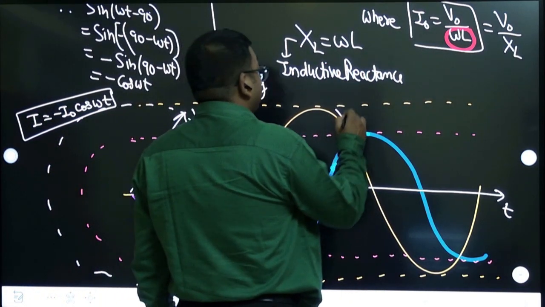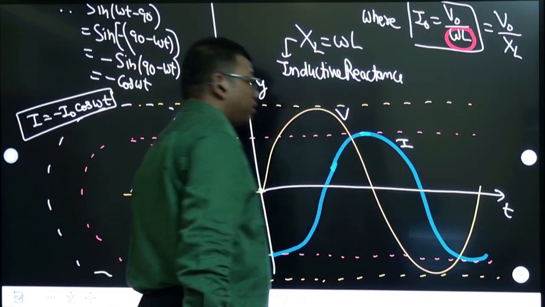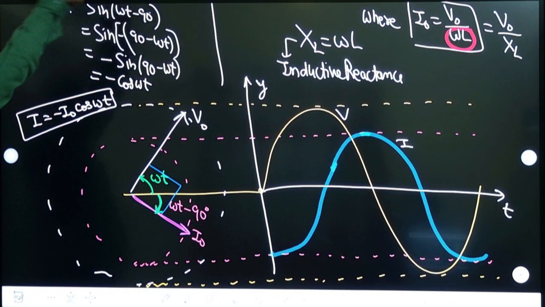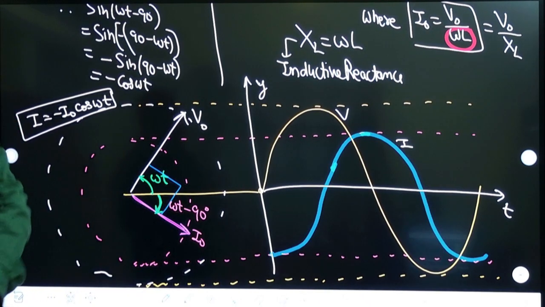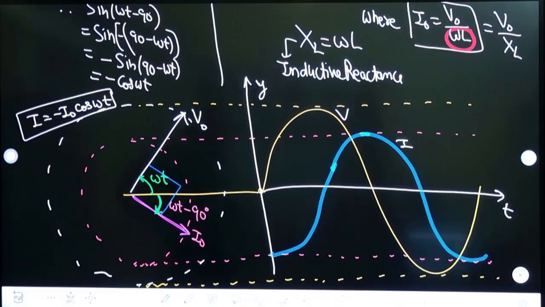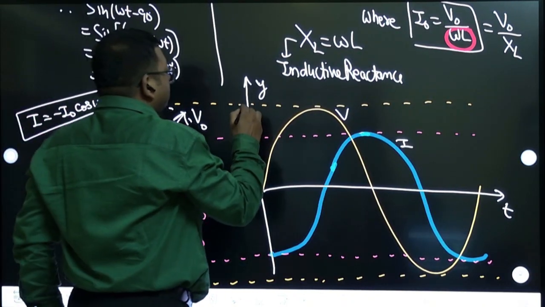This is the voltage graph and this is the current graph. Clear? This will come in the board exam. You need to draw everything properly. And this you have to write limit.